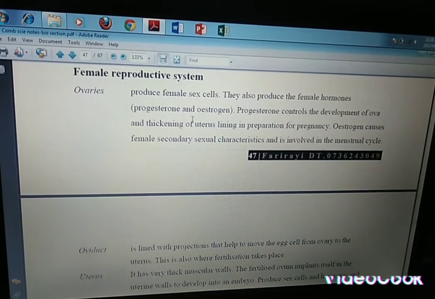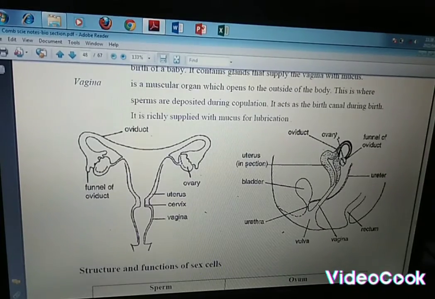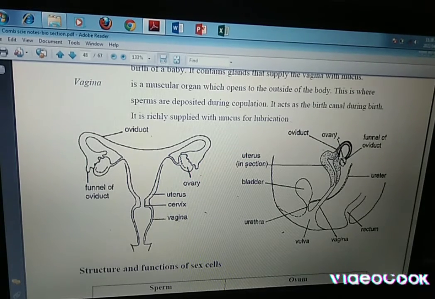Today we are looking at the female's reproductive system. We need to be familiar with the front and the side view. So now this is our front view and that will be our side view of the female's reproductive system.